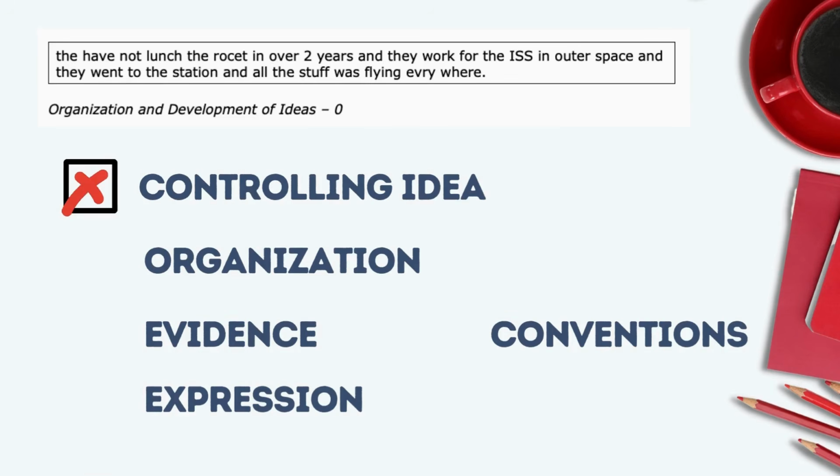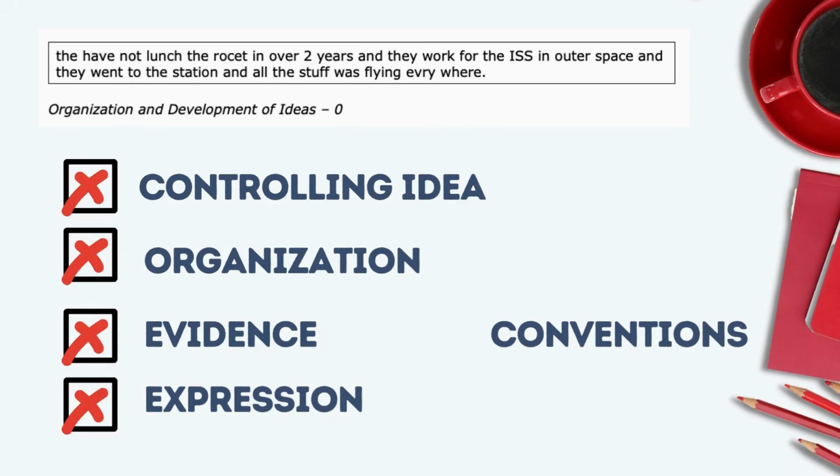So here you can see there's no controlling idea based on the question, no introduction or conclusion, no organizational structure with only 1 sentence. The evidence is not relevant and does not support a controlling idea. Some of this is really them just trying to copy straight from the passage. The expression of ideas is very unclear and it's hard to follow. And so their conventions are a 0 because they got a 0 on organization and development of ideas.